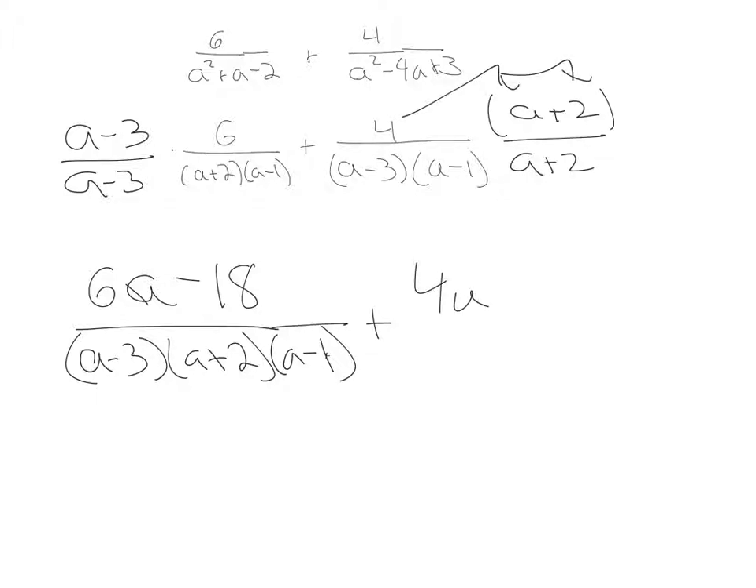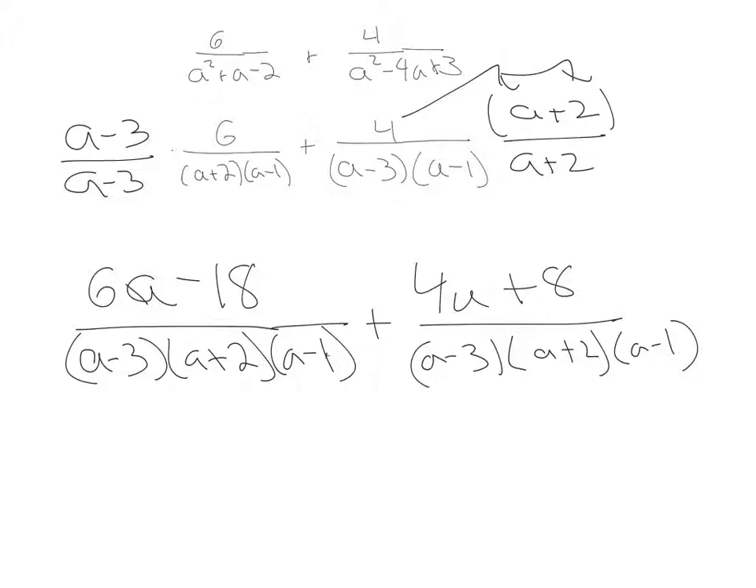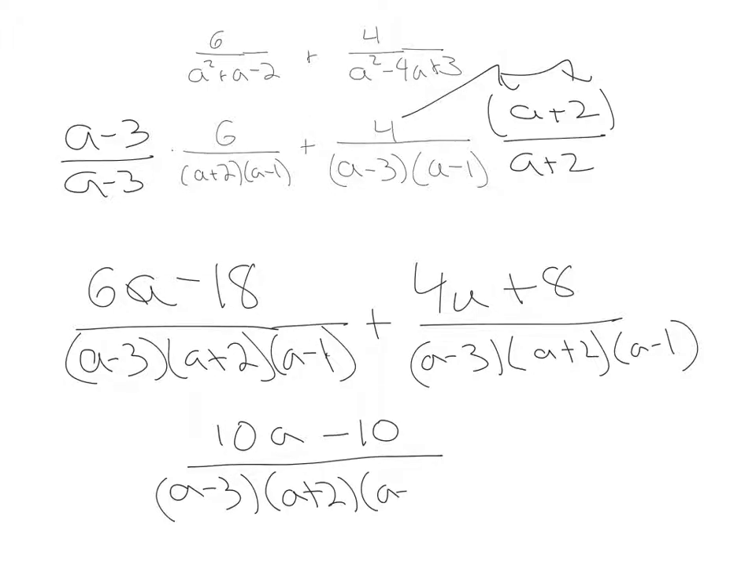We have 4a plus 8, and the same list of binomials. Again, I'm not going to multiply them out. There's no reason to. I'm probably going to be able to cancel in the near future, so don't worry about multiplying out. Okay, now I'm going to add these things together. So 4a and 6a give me 10a. Negative 18 and positive 8 give me negative 10, all over a minus 3, a plus 2, a minus 1.